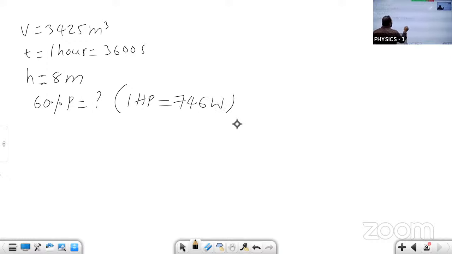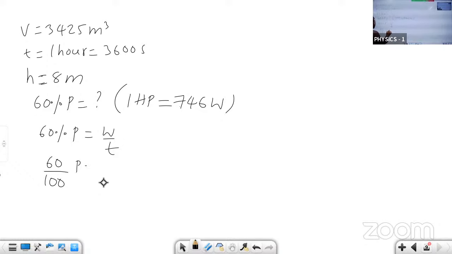746 watts. Why are we writing this? Because in the present problem they're asking the power of the motor in HP, in horsepower. That's why we are writing this. So, 60% of P, power, equals work done per time. On removing the percentage, we can get 100.